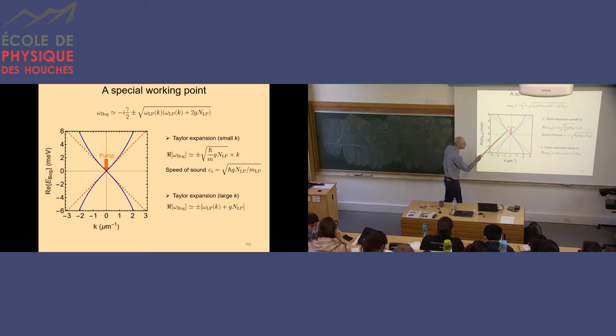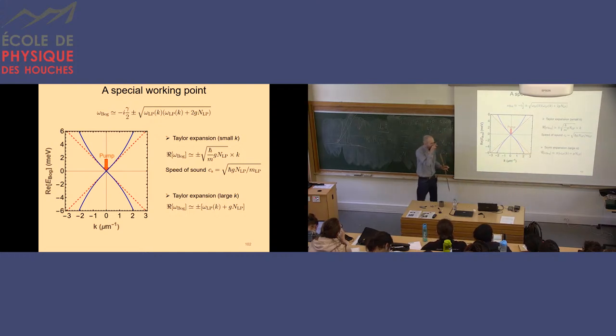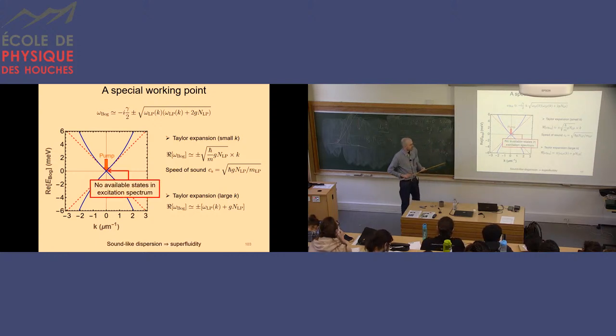So what is important is that around k equals 0, the small k, when you write the dispersion and do the expansion around k equals 0, you find a linear behavior. This means that the excitation has a phonon-like dispersion relation at this point, with a speed of sound obtained from the interaction energy divided by the mass of the lower polaritons. This dispersion relation may ring a bell, because it is what you expect in the case of a superfluid, this kind of sound-like dispersion.